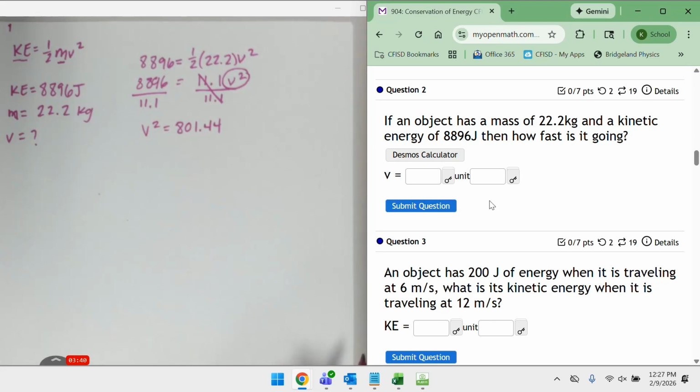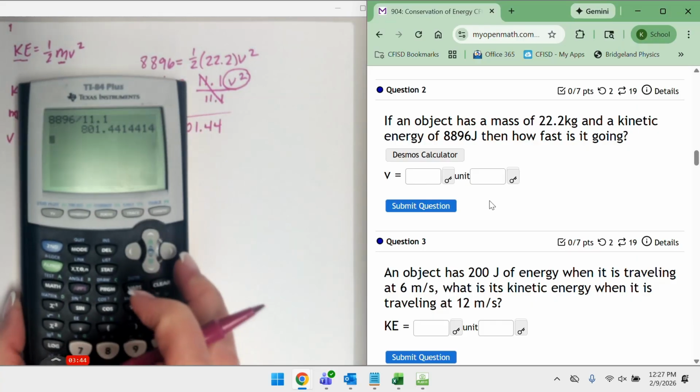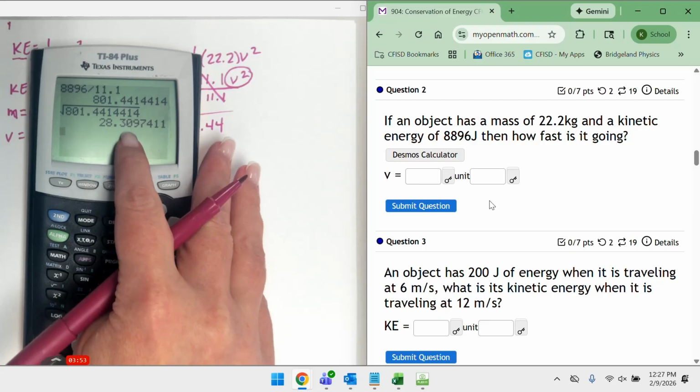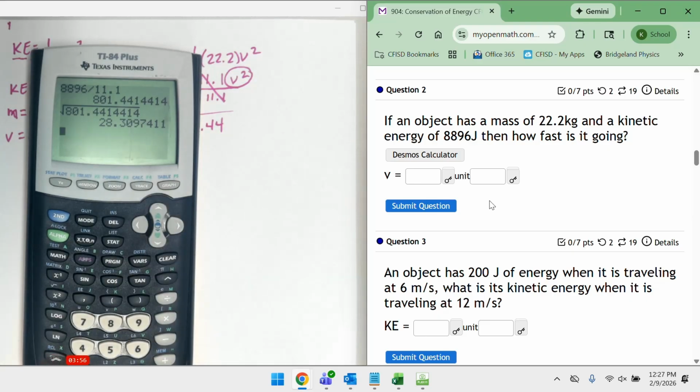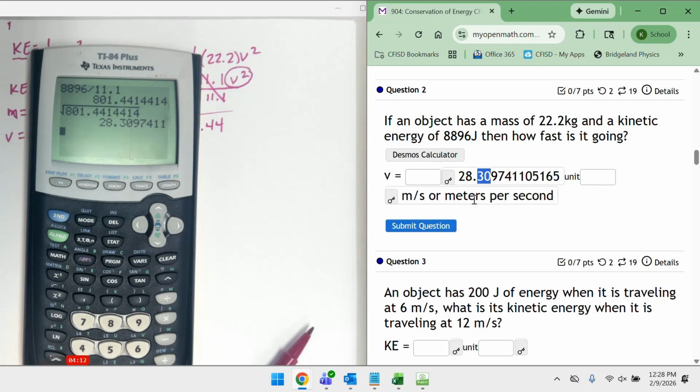And so again, to solve for v, we will need to take the square root of both sides. So in our calculator, we're going to take the square root of this value, which is 28.31 if we round it to 2 decimal places. Again, make sure that you're rounding correctly when you're doing anything in MyOpenMath. You'll notice it's the same exact value, but if you're rounding, you need at least 2 decimal places unless the question tells you otherwise. So this one, we're good, and then of course your units will be meters per second.